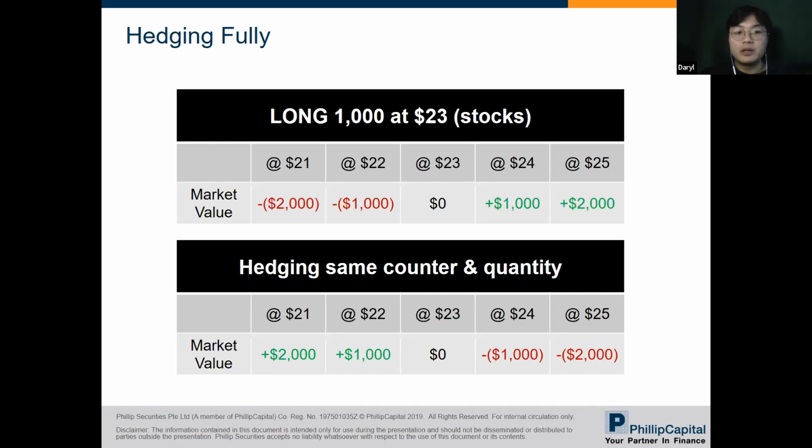When the stock does well, we will not be affected, because when the stock goes up, my CFD goes down, so we net off and we are okay. However, if the stock goes down to $21, our stock account will be negative $2,000, but our CFD will be profiting $2,000. If you net it off, we are still okay: zero profit and zero loss. Same thing if the stock goes up, we still net off at $0.